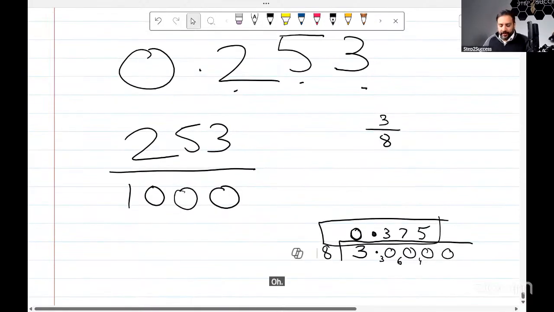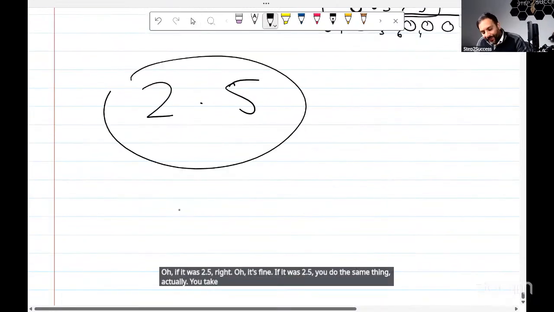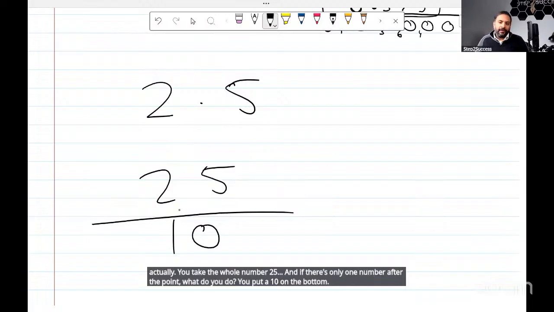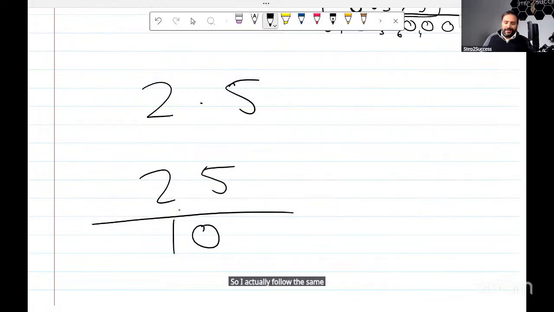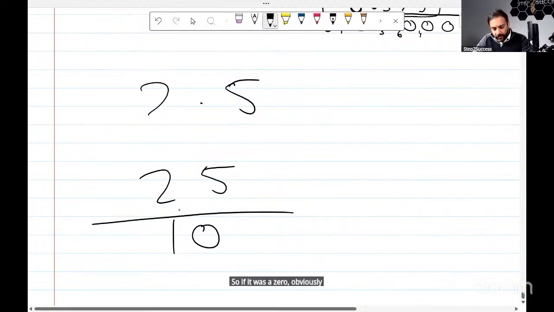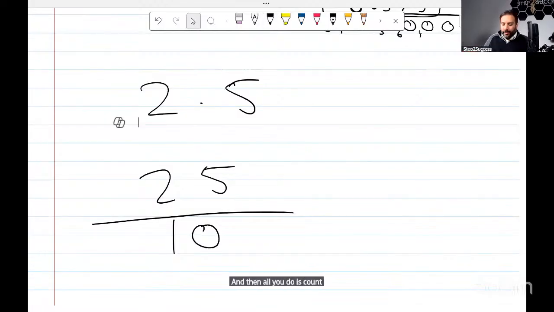Oh, if it was 2.5, you do the same thing, actually. You take the whole number, 25, and if there's only one number after the point, what do you do? You put a 10 on the bottom. So they actually follow the same thing. The rule is take the whole thing, put it on the top. If it was 0.5, obviously you're just putting 5 on the top. But if it's 2.5, put 25 on the top. And then all you do is count how many numbers are after the point. If there's one, you put 10 on the bottom, and so on and so on.